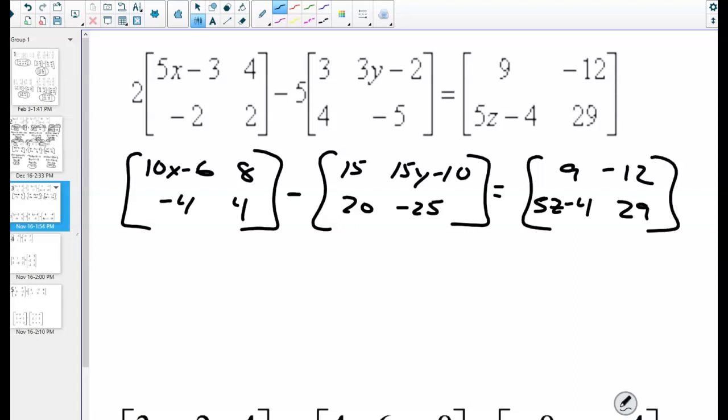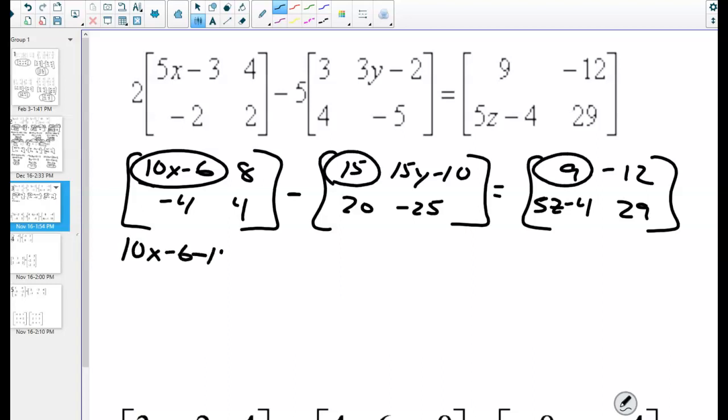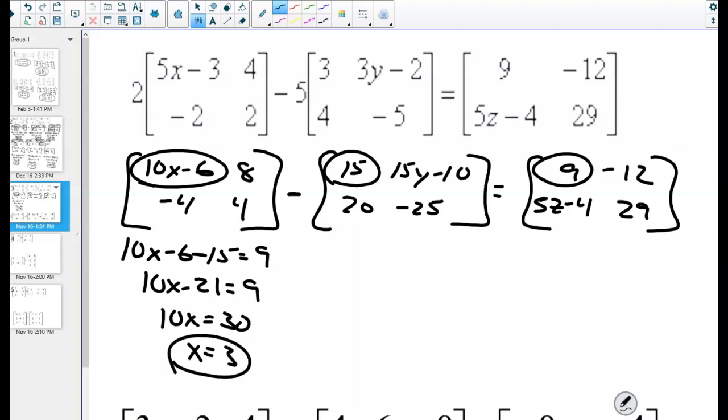So I distributed, if you notice, I just distribute the 5, not a negative 5. Now here's the key. The first part's usually pretty simple. Top left, top left, top left. 10x minus 6 minus 15 equals 9. 10x minus 21 equals 9. 10x equals 30. And my x equals 3.